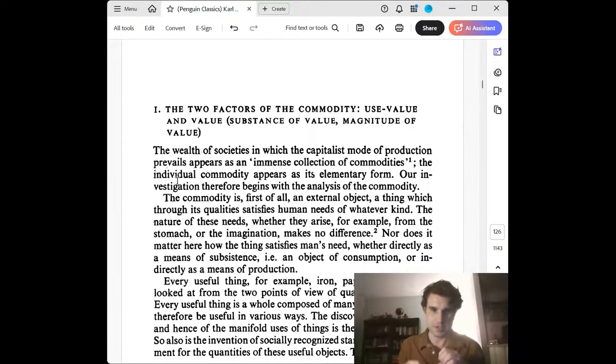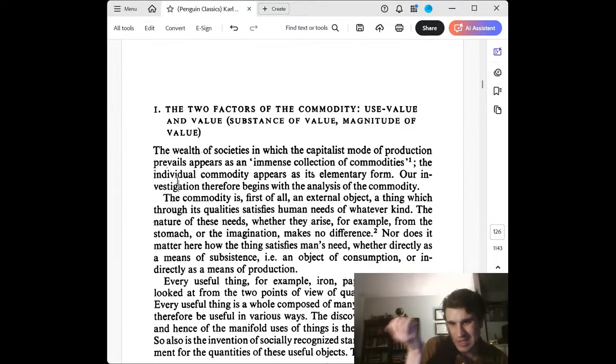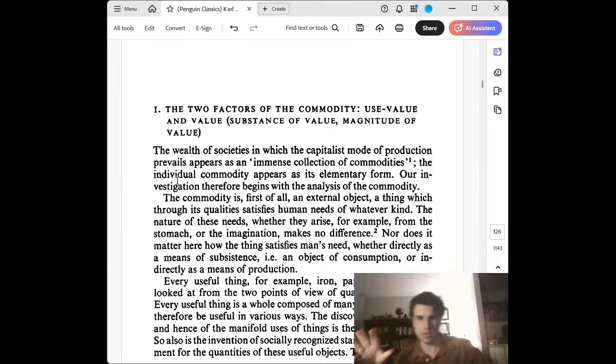And so appearance here doesn't mean an illusion. It's not like the wealth is really just wealth, but then there's an illusion that it's all commodities. Wealth really does take on this form under the capitalist mode of production, of appearing as a commodity. Now, this appearance can create all sorts of problems.